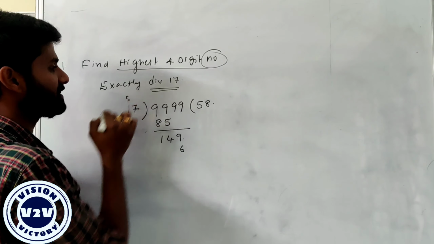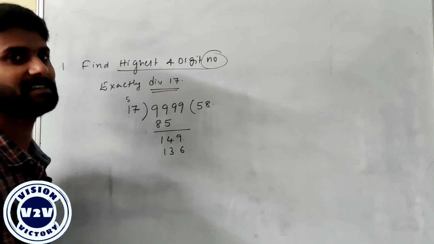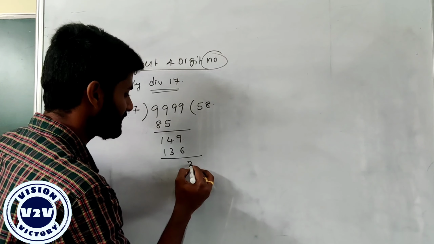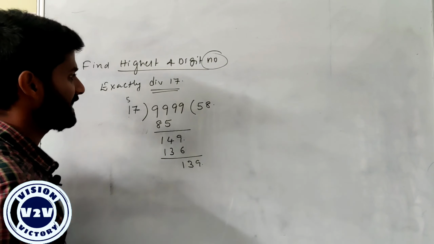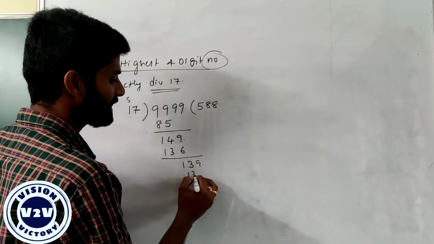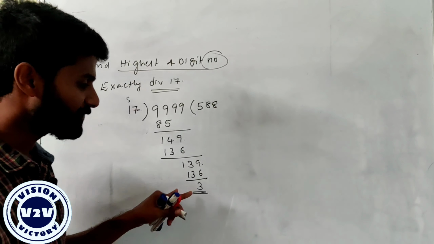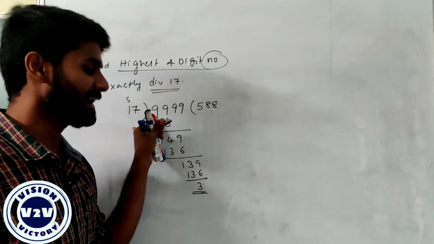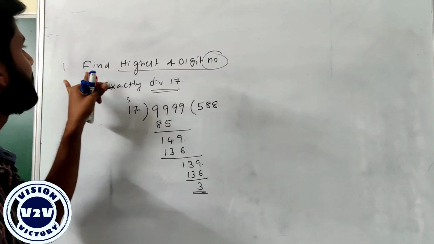5 here and 8 1s are 8 plus 15, 136. Again we are left with a remainder, 3 1 and 9, again forward. Clear, 139. Again 8 times the again remainder 136. We are left with a remainder of 3. If we are left with a remainder 3, it means 9999 is not divisible by 17.